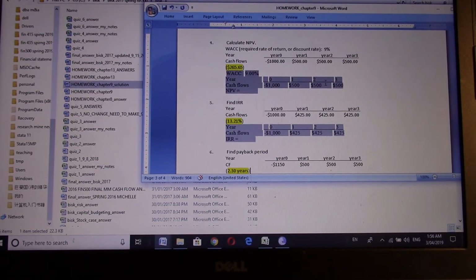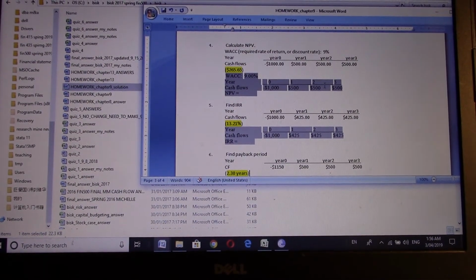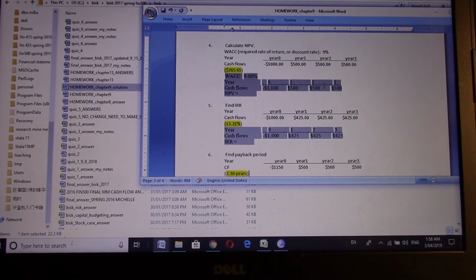For questions 4, 5, and 6, it's asking you to calculate the NPV, IRR, and payback period. I'm not going to repeat it because you can either use the calculator or you can use Excel to calculate it.